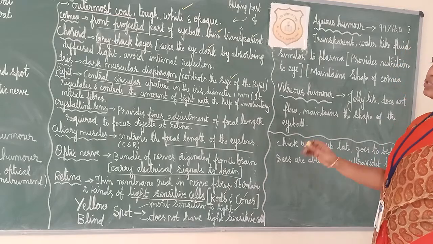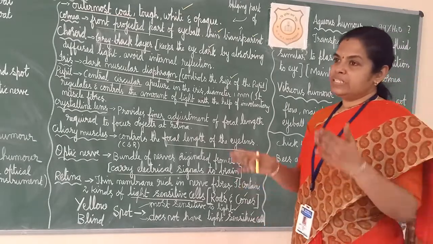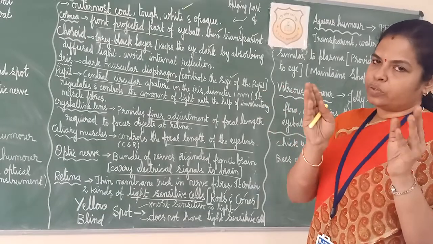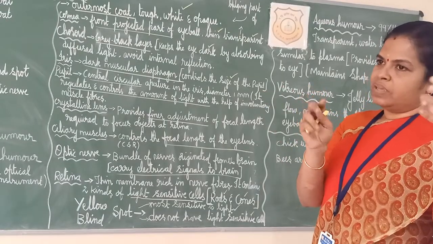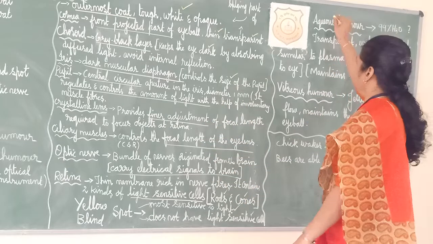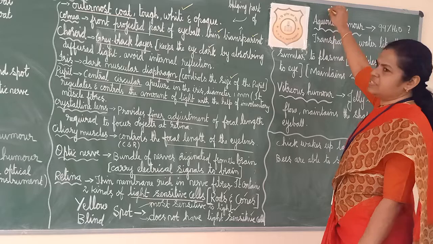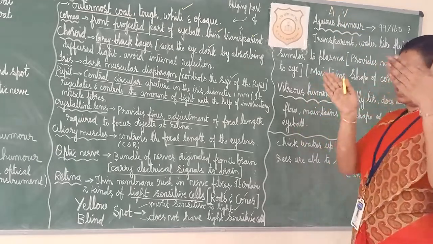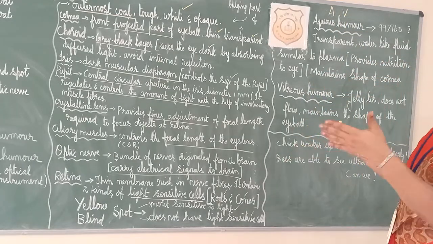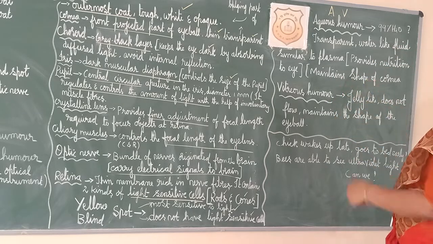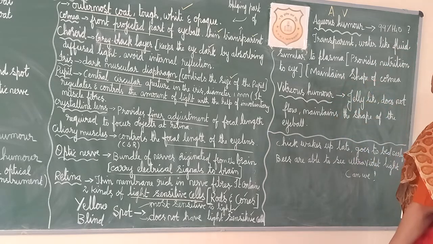Then the next one is aqueous humor and vitreous humor. The region between the cornea and the lens is called aqueous humor. First one, A, opposite to that is B. So this is first and this is second. Aqueous humor is in the front and vitreous humor is the region between the lens and the retina. So we'll see what aqueous humor is.